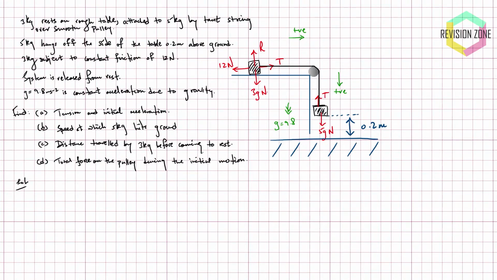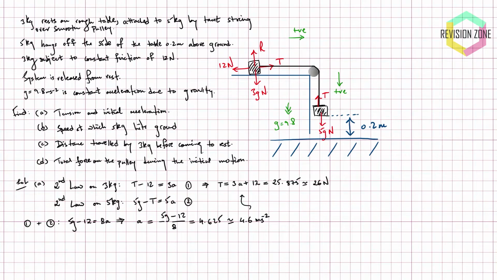Okay, so we're going to try and figure out for part A the tension in the rope and the initial acceleration of the entire system. Okay, so we want to apply Newton's second law. We want to apply it twice. We want to apply it once to particle of mass 3 kilograms, and then we want to apply it to particle of mass 5 kilograms.